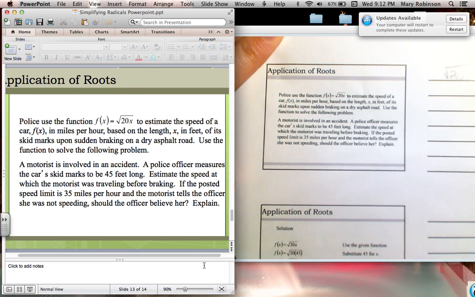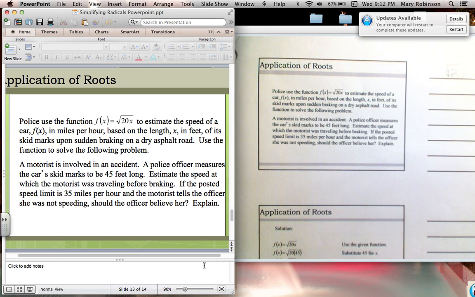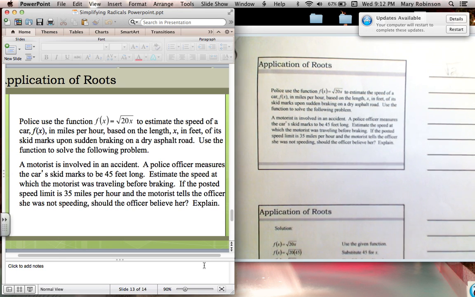So now we have this little word problem. It says, police use the function f of x equals the square root of 20x to estimate the speed of a car, f of x, in miles per hour, based on the length x in feet of its skid marks upon sudden braking on a dry asphalt road. Use the function to solve the following problem. What it's letting us know is that this equation, f of x equals the square root of 20x, is how police are able to tell how fast the person was going based on how long their skid marks are. So if x is the skid marks, f of x lets them know how fast they were going.